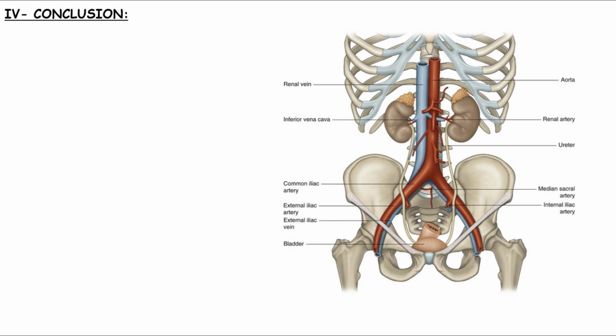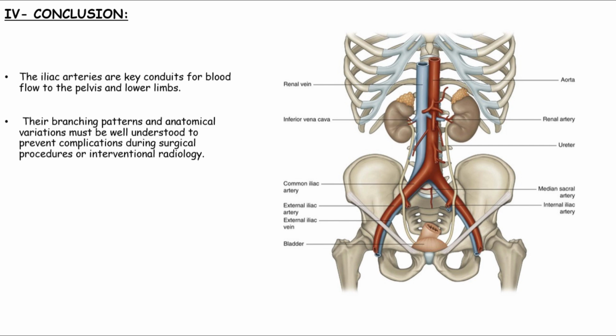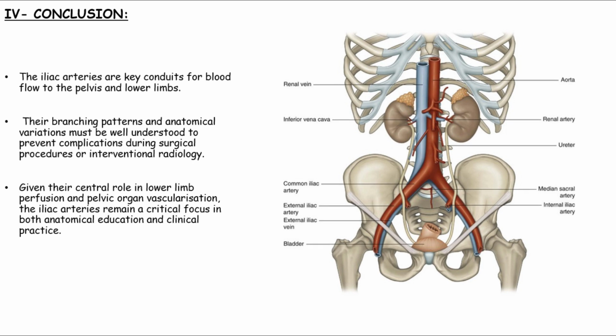To conclude, the iliac arteries are key conduits for blood flow to the pelvis and lower limbs. Their branching patterns and anatomical variations must be well understood to prevent complications during surgical procedures or interventional radiology. Given their central role in lower limb perfusion and pelvic organ vascularization, the iliac arteries remain a critical focus in both anatomical education and clinical practice.